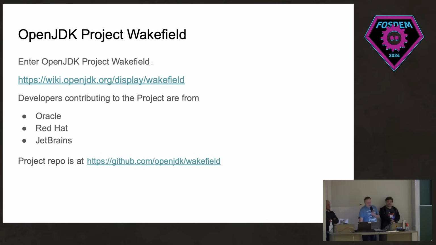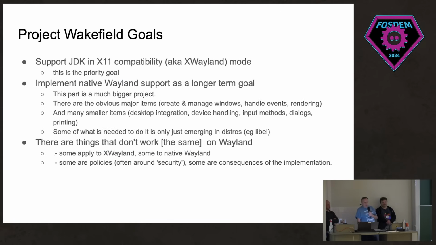So OpenJDK Project Wakefield, there's a URL there, started a couple of years ago. There are people from Red Hat, JetBrains, and Oracle who are working on this. We have a repo in the standard format for OpenJDK project repos. And what are our goals?